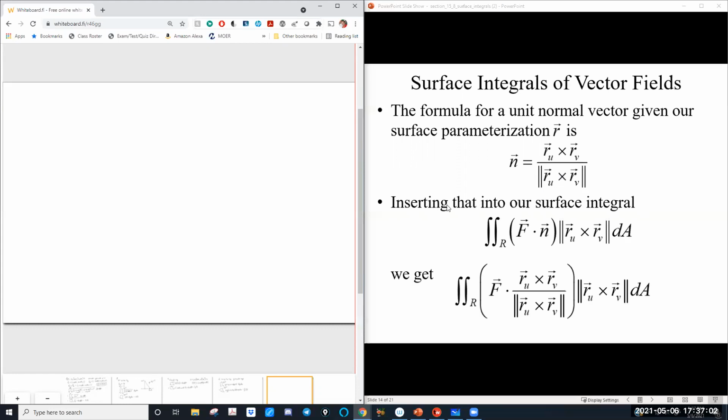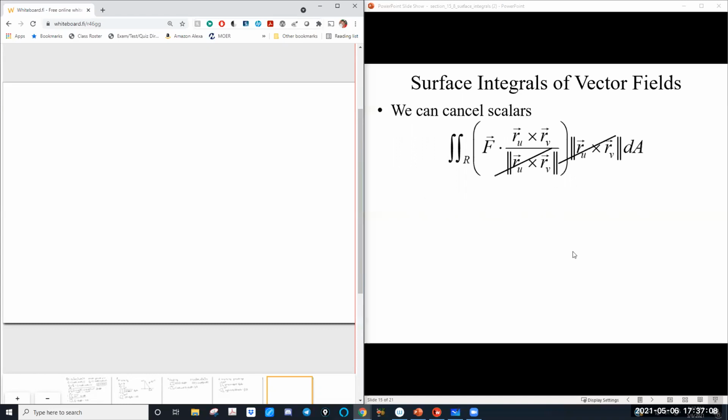So if we insert that into our formula, if we replace N with this, we get a cancellation of the scalars. So here's our more simplified formula. All right. So let's see what this looks like in practice.